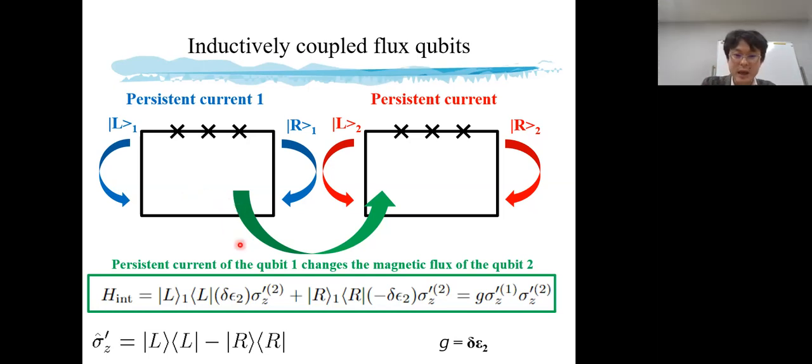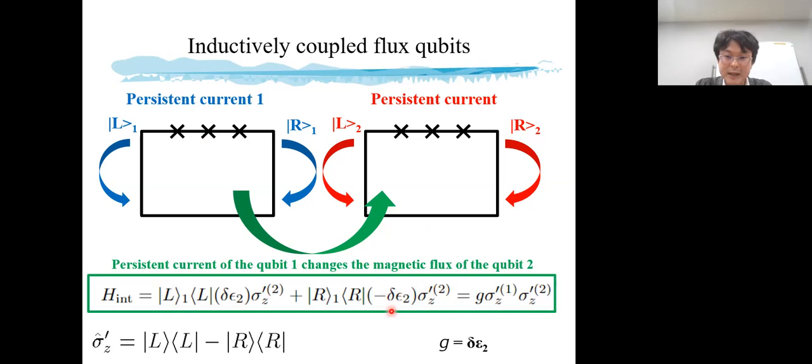So in this case, a magnetic flux penetrates this qubit in this direction. On the other hand, if flux qubit 1 has a state of R, then the magnetic flux will be in the other direction. So this means that depending on the state of qubit 1, L or R, the magnetic flux penetrating this qubit will be different.